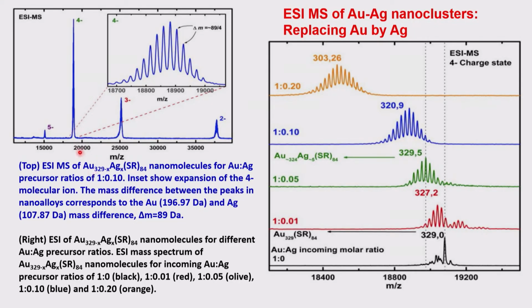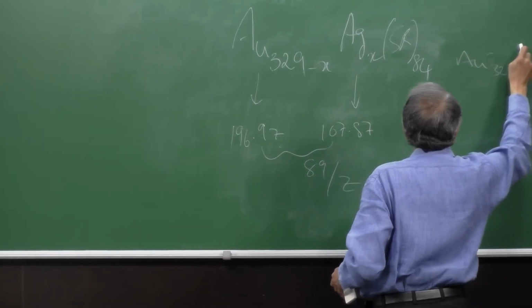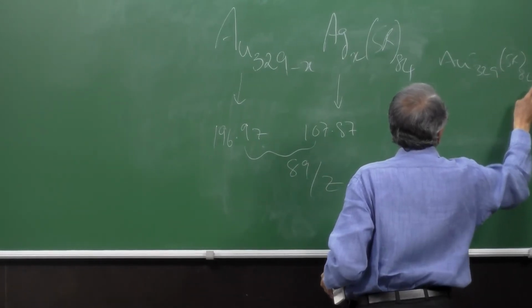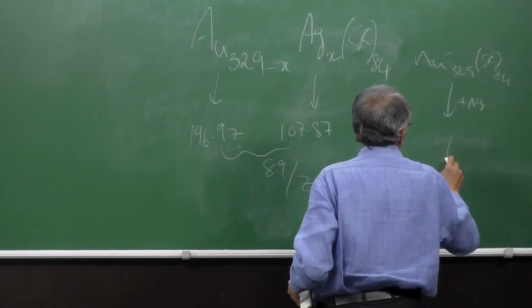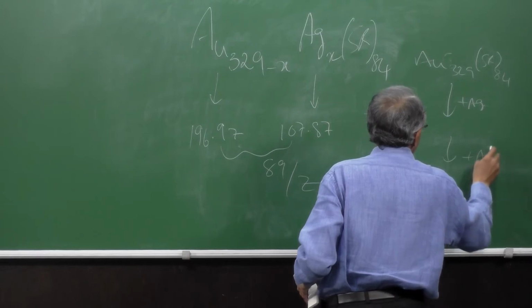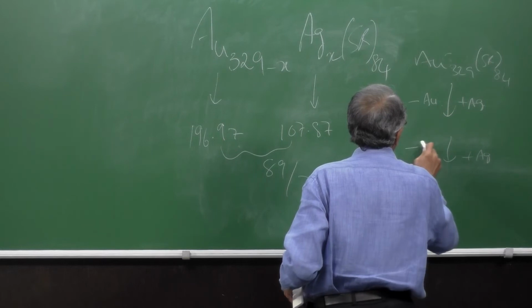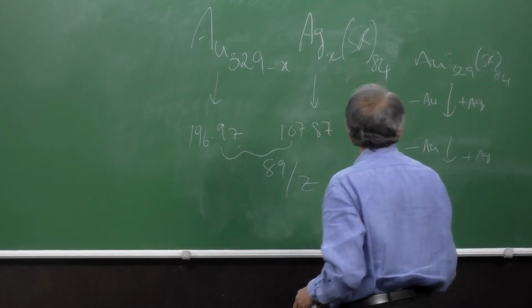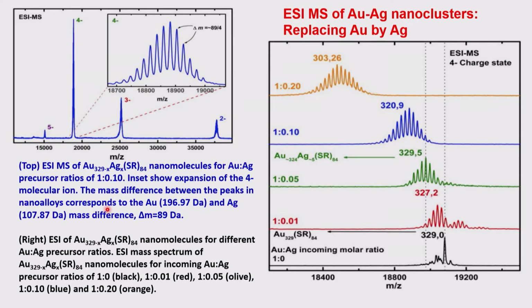Now let's say this reaction is done starting with the compound Au329 cluster. You start with Au329(SR)84, and then you start adding one Ag and then another Ag, etc. That means you are making minus one Au, one gold is replaced by this, and here another gold is replaced by this. So you get your peaks here. That's what you're basically analyzing and obtaining from this.